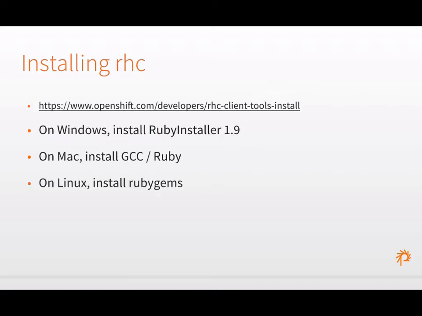Okay. So if you do have Ruby, there's a blog post you can find on OpenShift.com. Or basically, everyone try doing a gem install RHC. If you're on Linux or on Mac, you'll probably have to do a sudo gem install RHC. But actually, go ahead and do that, because we'll do that.